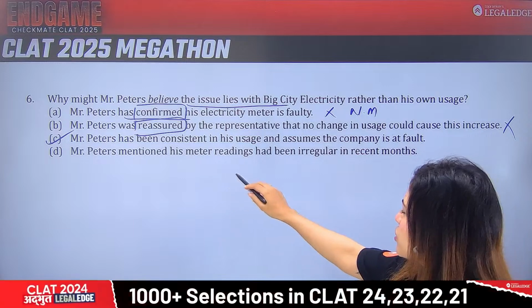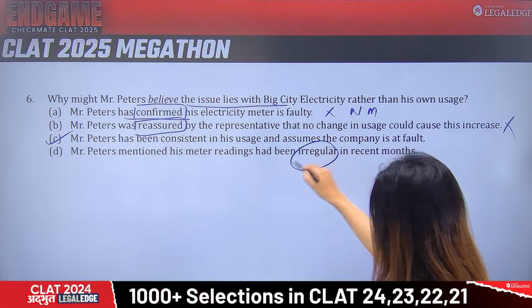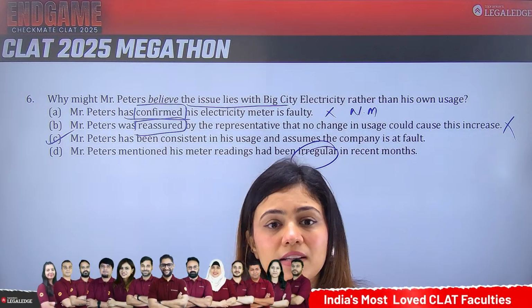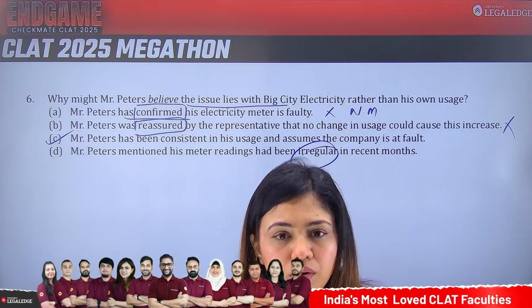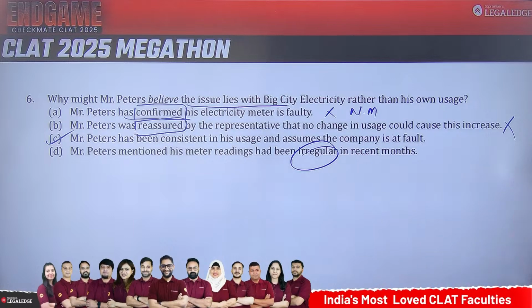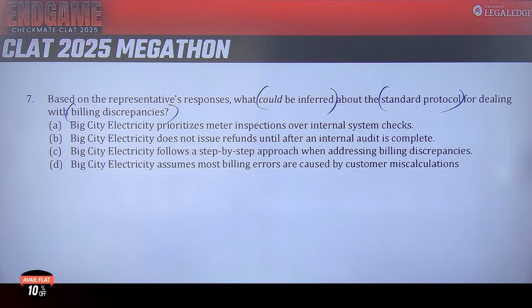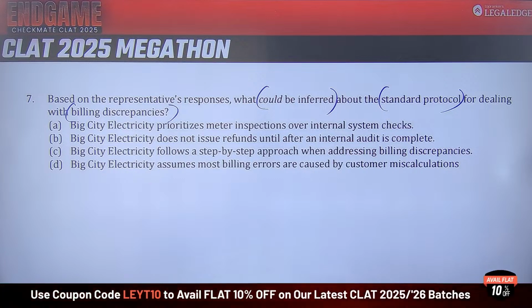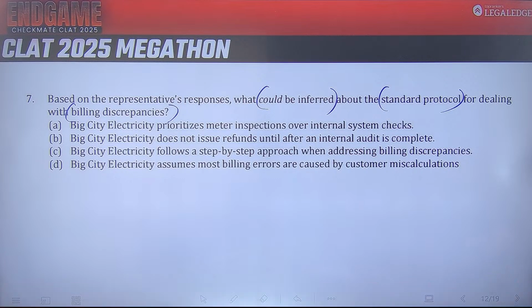Mr. Peters mentioned his meter readings had been irregular, whereas we get to know after reading the passage that his meter readings have been very regular throughout these months. So moving forward, the next one. Based on the representative's responses, what could be inferred about the standard protocol for dealing with billing discrepancies?